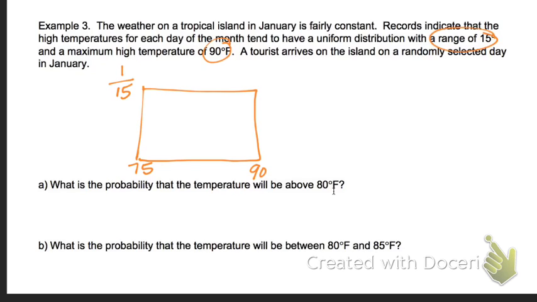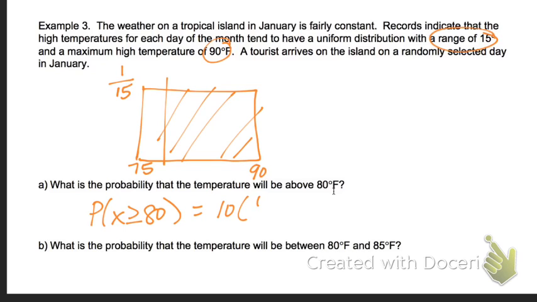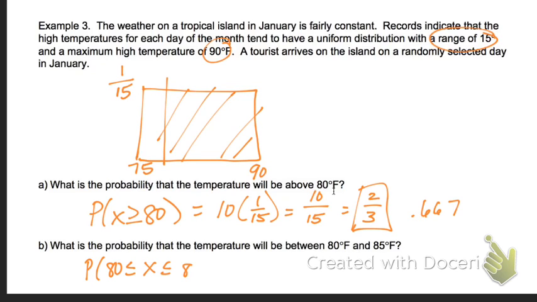Good. Part A, probability that it will be above 80 equals 10 times 1 over 15, which gives me 10 over 15, which reduces to 2/3 or 0.667. If it's between 80 and 85, then the base is going to be 5 times 1 over 15, which gives me 1/3, or 0.334.